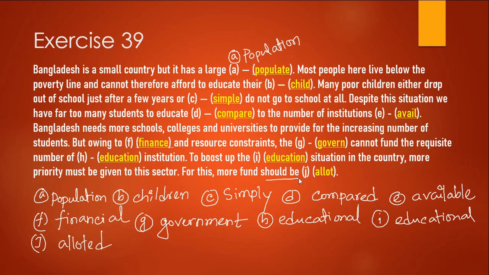You know, after should be, can be, could be, should be, would be, might be, we have to use the past participle of the verb. So allot is a verb and allotted is a past participle. Okay, this way. Now we have completed 39. Let's move into another one.